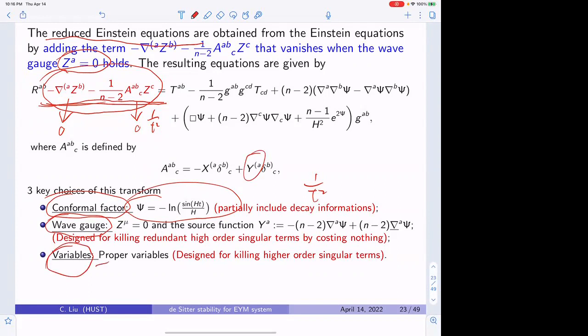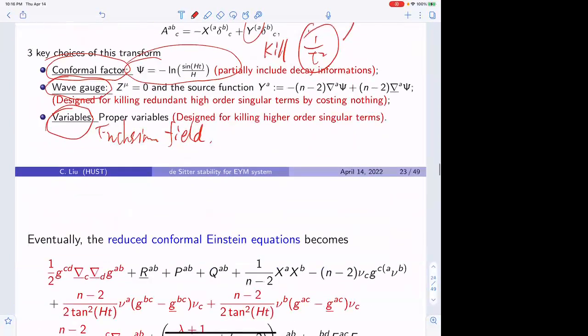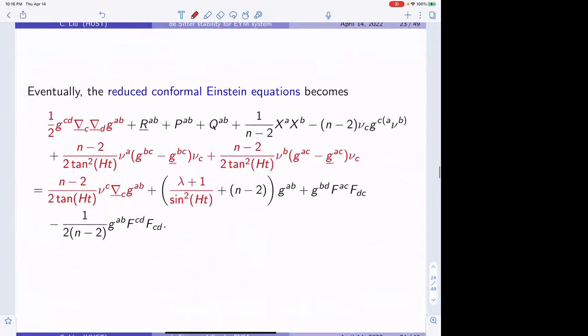Like I said before, the Fuchsian field, the Fuchsian variable. If you choose wrong, then you get the 1/t². So all these choices are made to kill the 1/t² terms in the remainders. That's our purpose. So I just list some formulation in our proof.